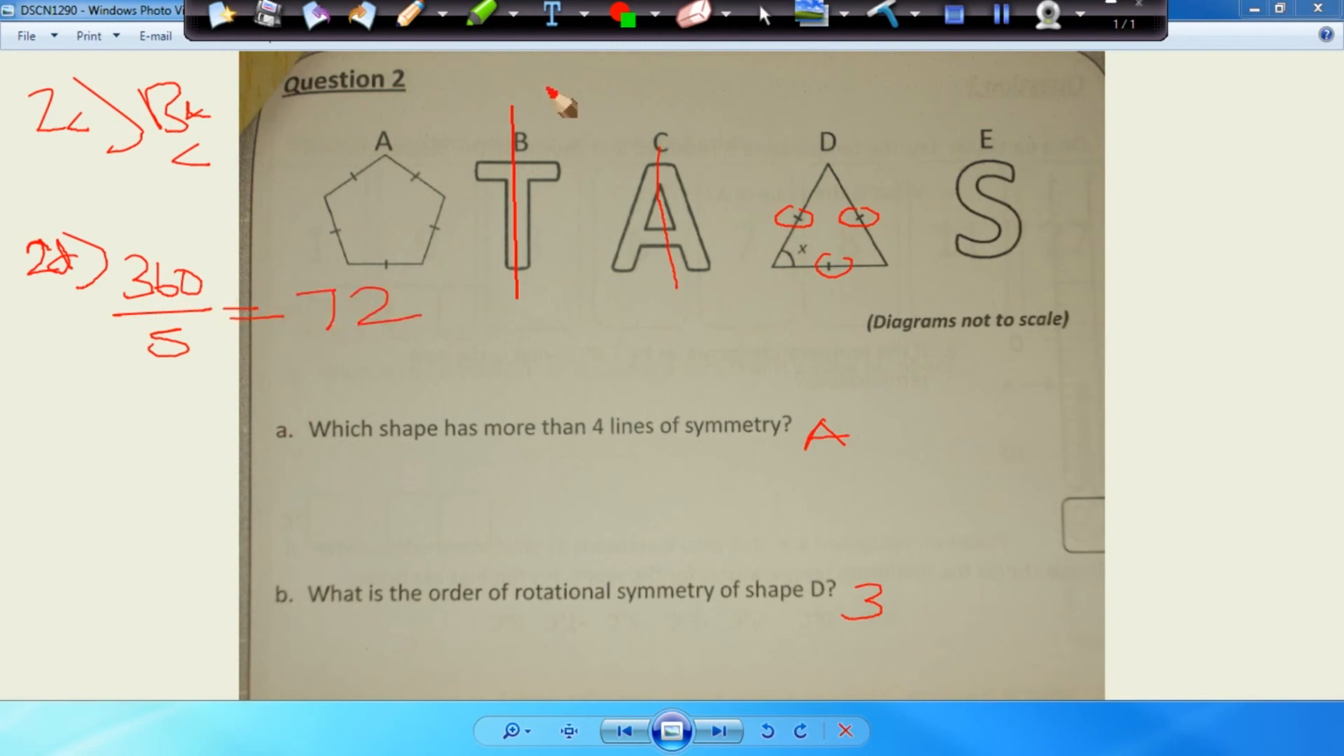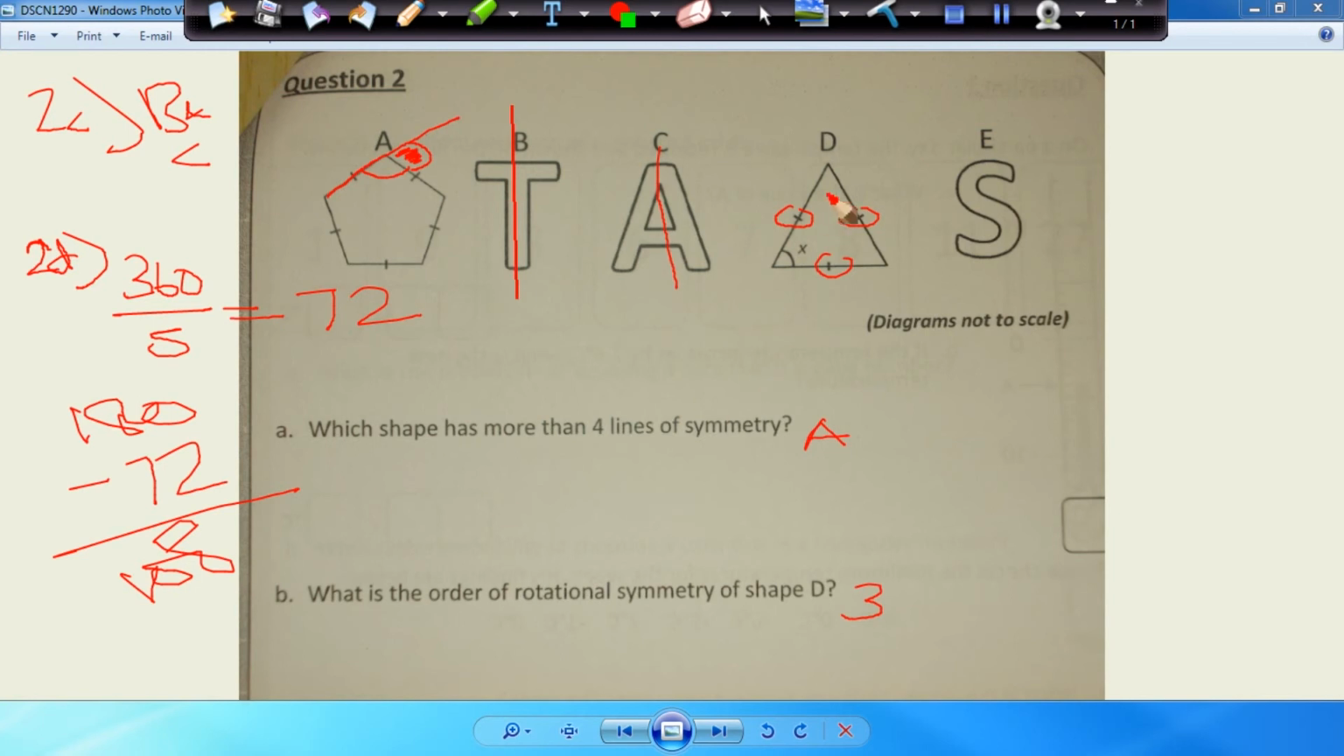72. 72 actually here, in this question, this angle here is called the exterior angle. We just worked that one out. That is 72. So now we can easily work out the inside one, which will be 180 minus 72, which will give you 108. That was 2 part D.